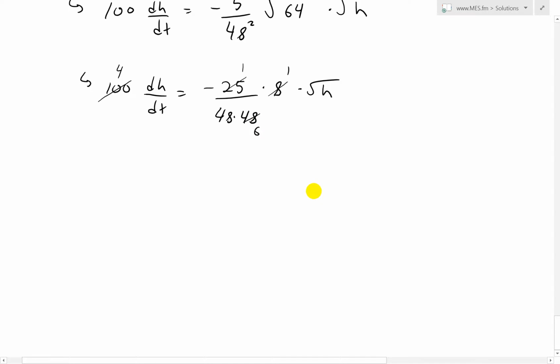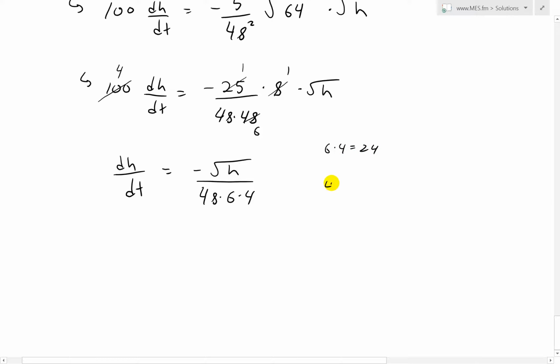So what we end up getting, moving this 4 to the other side, is dh over dt equal to negative square root of h over 48 times 6 times 4, because we move this 4 to the bottom. This is just algebra I'm doing here. So we have this, and now we'll do some further algebra. 6 times 4 is equal to 24.